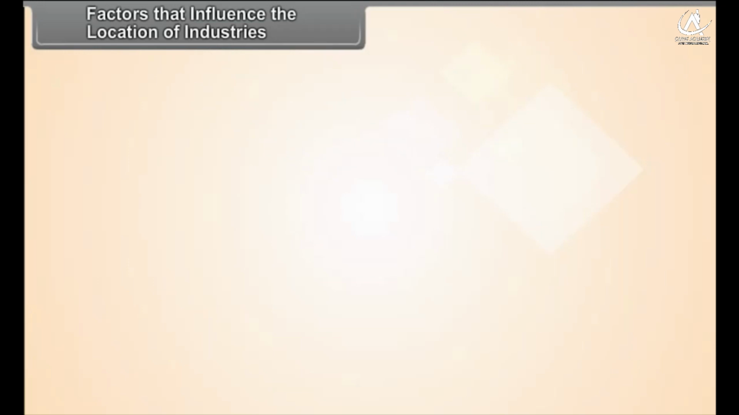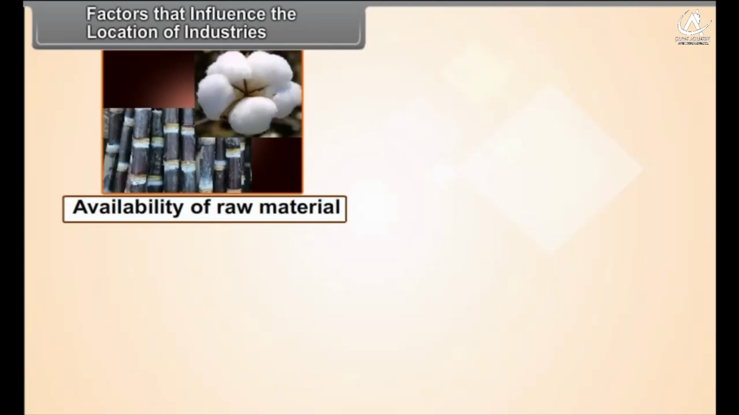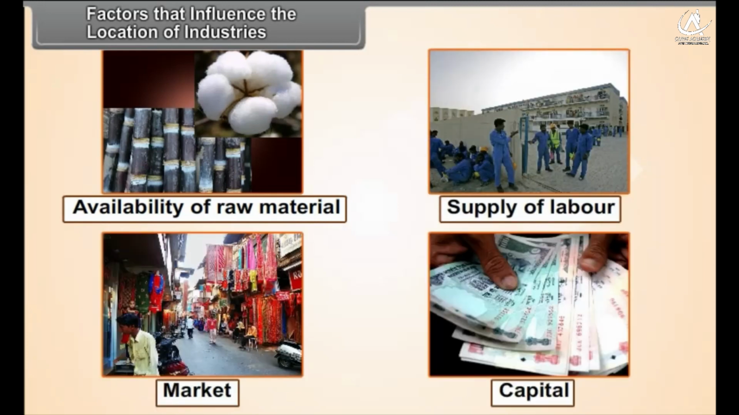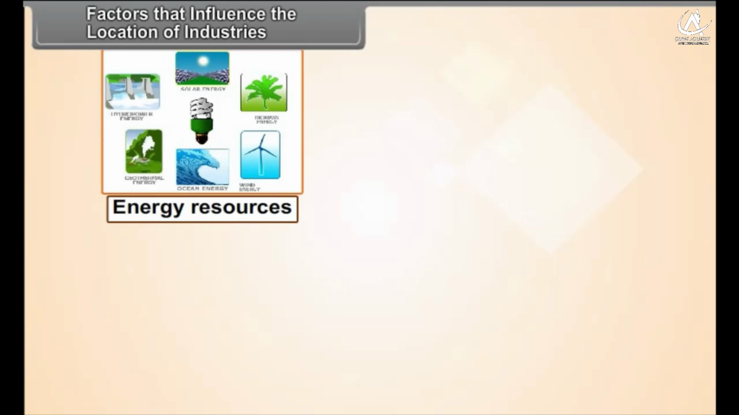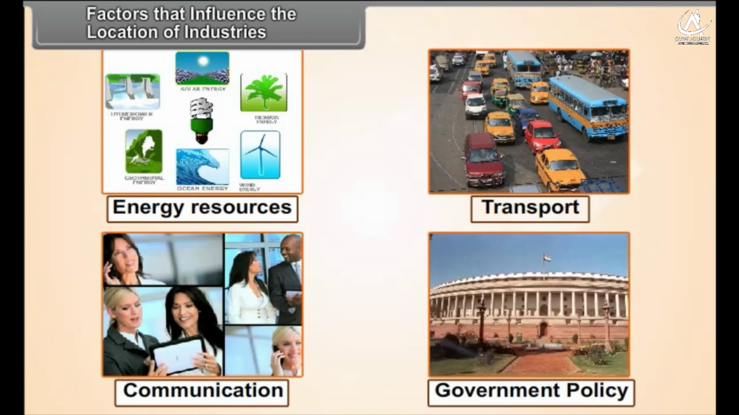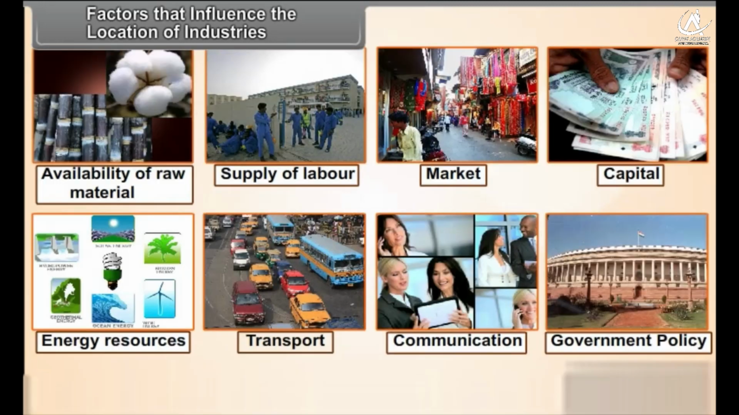Factors that influence the location of industries. Availability of raw material, supply of labor, market, capital, energy resources as well as facilities of transport and communication, and government policy are the factors that influence the location of industries.